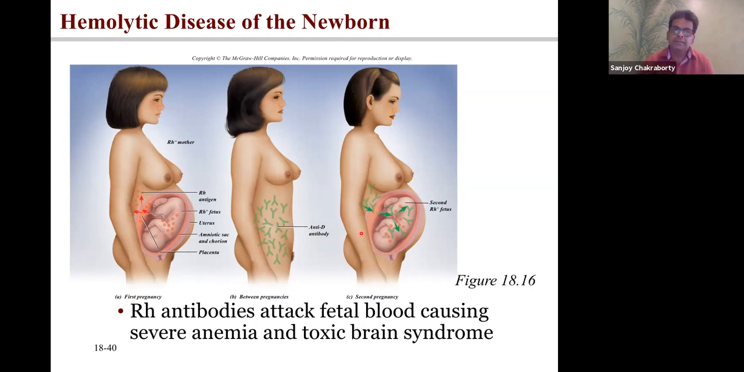And if the baby is Rh negative, it's not a big deal. If the baby is Rh positive blood, those antibodies are going to attack the baby's blood and cause severe anemia and a toxic brain syndrome. This phenomenon we call hemolytic disease of the newborn, HDN. So that's what happens when an Rh negative mother has an Rh positive fetus twice or more.